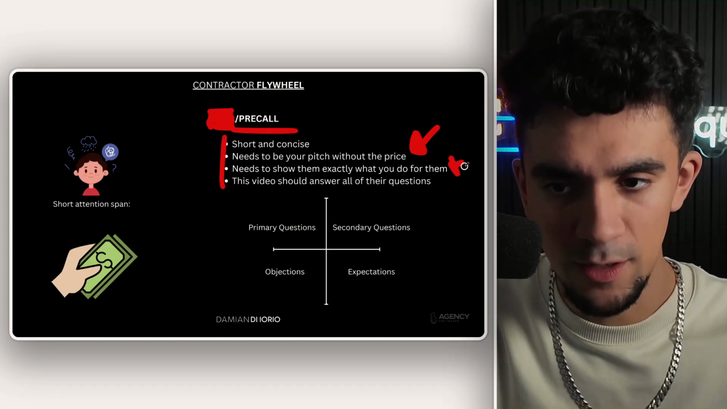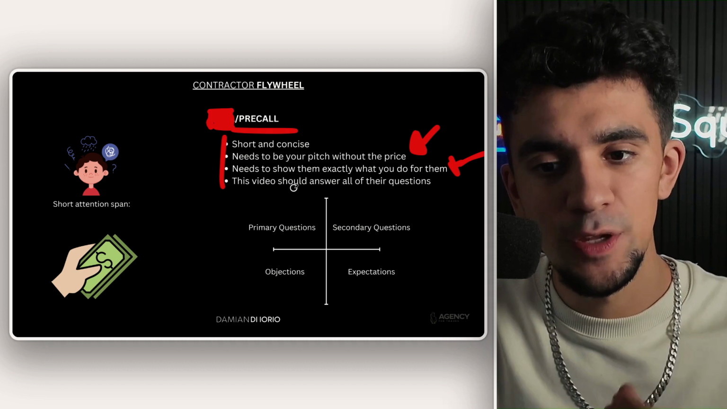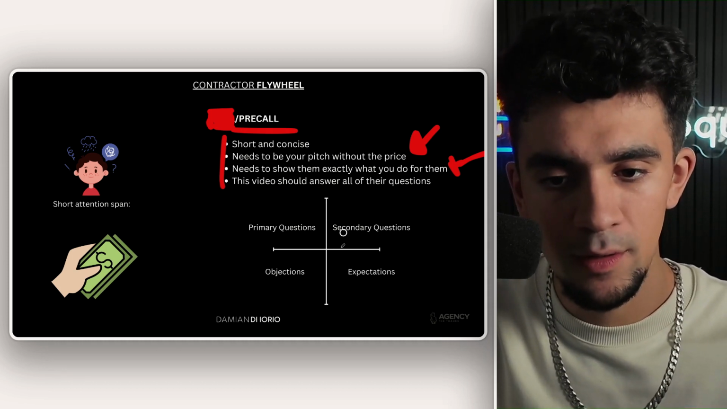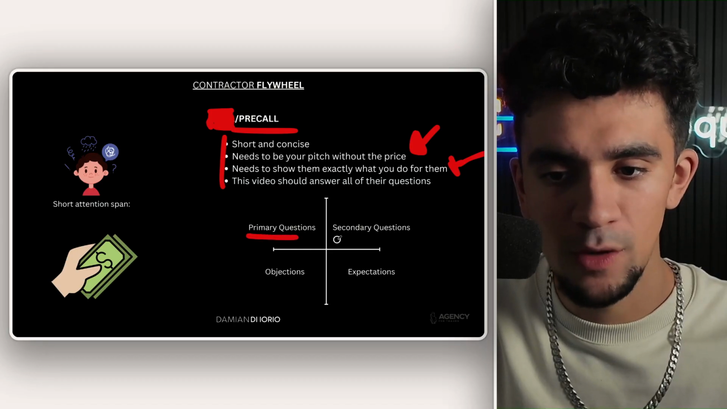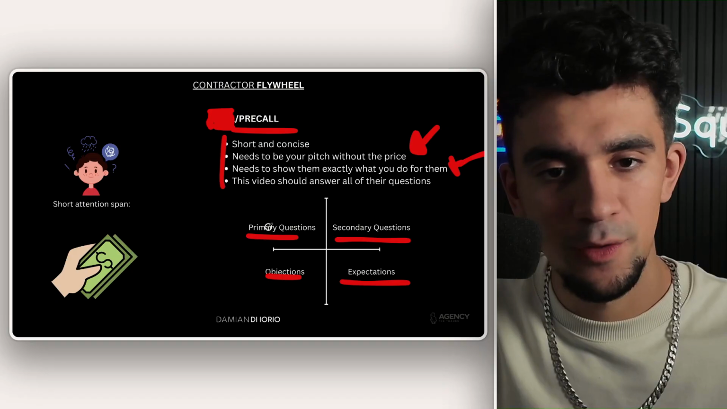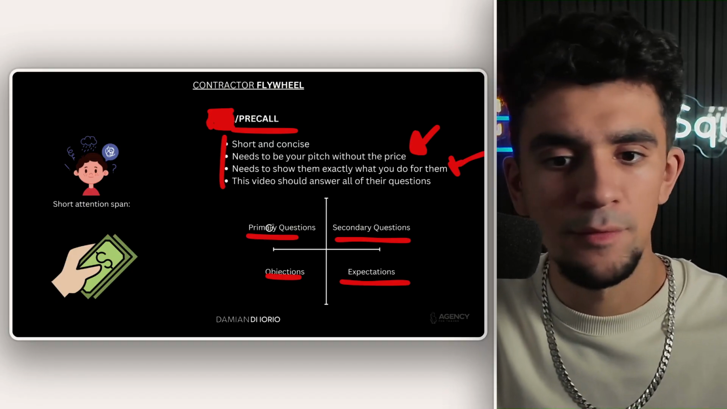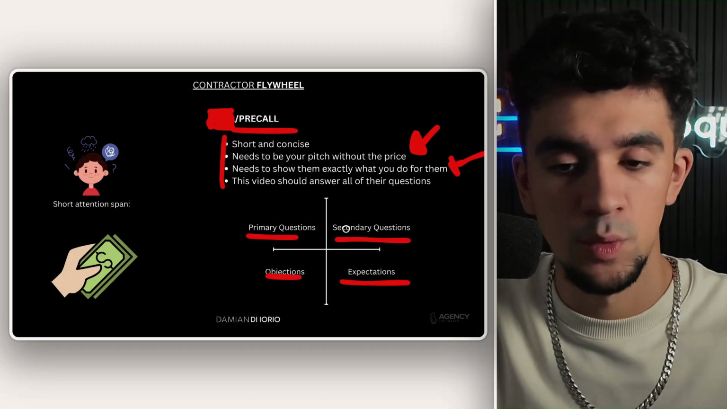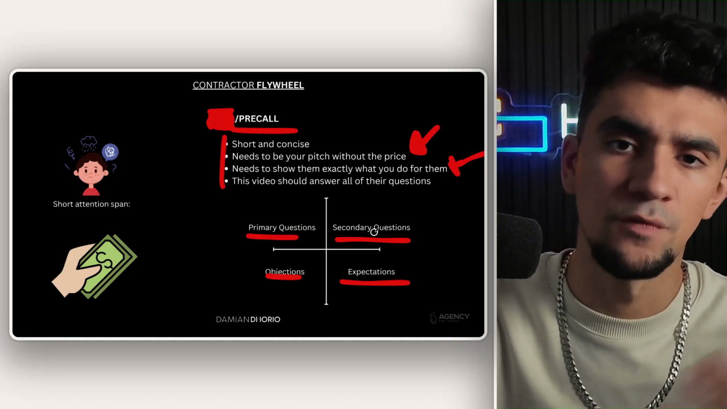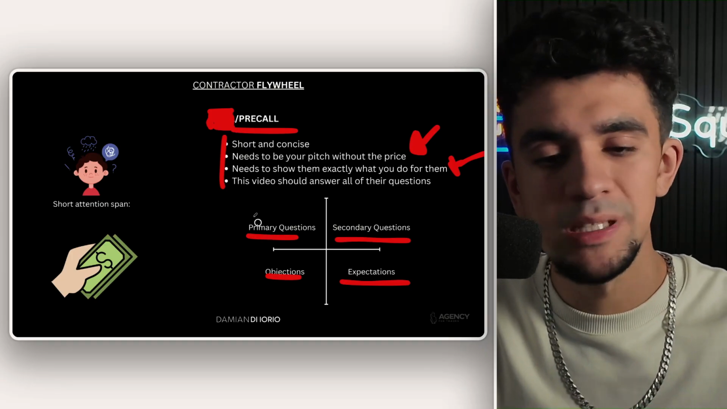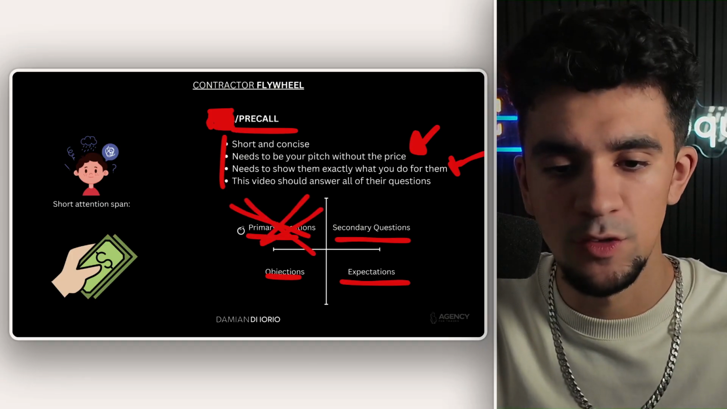And pretty much what I said here, show them exactly what they're going to get. This video should answer all of their questions. What I have here is a simple wheel of questions. So there's primary questions, secondary questions, objections, and expectations. Primary questions, guys, are things like, hey, how do you get leads? Do you advertise? And obviously the answer for me would be, I advertise. So a secondary question would be, okay, do you advertise on Facebook or Google? Right? So with your pre-call video, it should completely eliminate all primary questions on what you do.